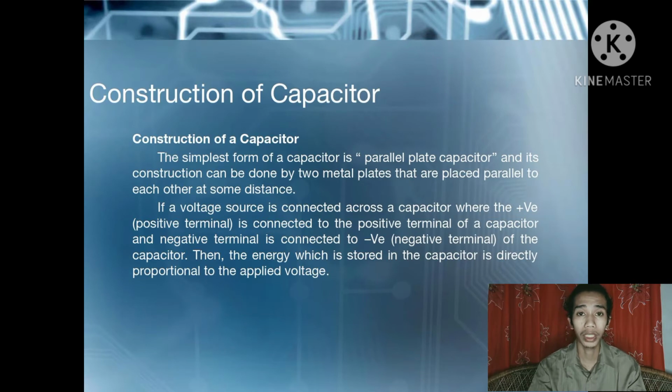Next slide is the construction of a capacitor. The simplest form of a capacitor is a parallel plate capacitor. You can simply imagine two plates parallel to each other, which might be the easiest way to imagine a parallel plate capacitor. Its construction is made up of two metal plates placed parallel to each other at some distance.